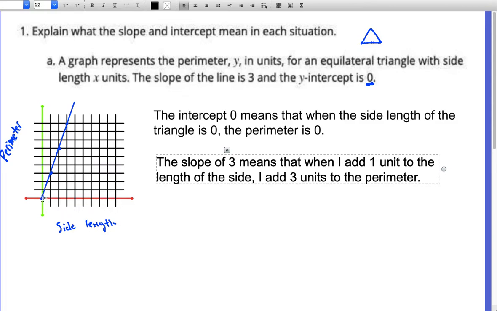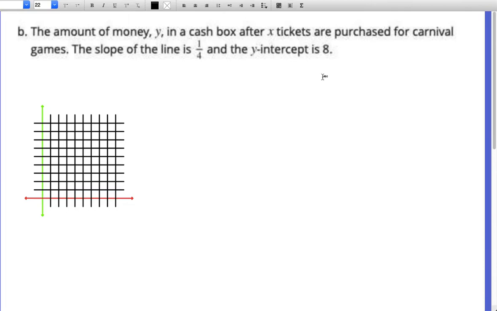So a triangle with a side length of 1 has a perimeter of 3. A triangle with a side length of 2 has a perimeter of 6. So every time I add 1 to the side length, I add 3 to the perimeter. Okay, so that's the kind of thing that we're talking about when it says to tell me what the slope and the y-intercept mean. It's not just telling me numbers, it's telling me what the numbers mean and being specific for this problem. So we'll do the same thing for each of these three that are remaining here.